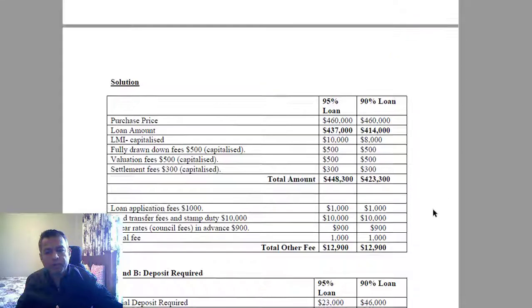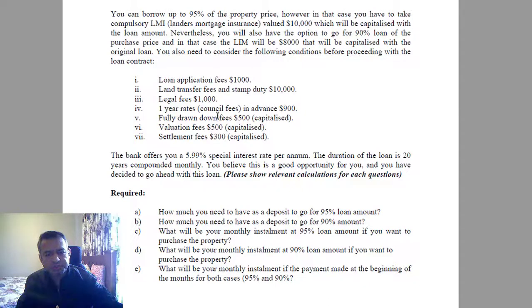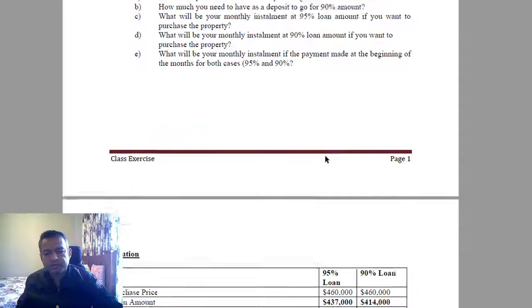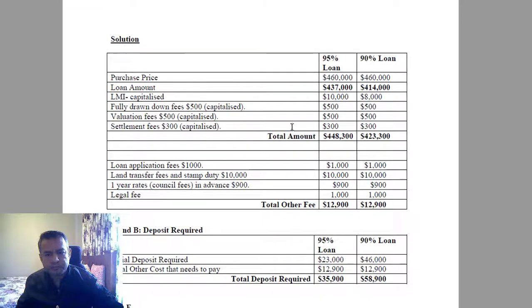Now if you go back to the question, it says the loan application fee is $1,000, land transfer fee is $10,000, legal fees is $1,000, 1-year rates in advance is $900, fully drawn down fees $500 is capitalized, valuation fees $500 capitalized, settlement fee $300 capitalized, and on top we have LMI, which will be capitalized. So we start writing the solution this way.